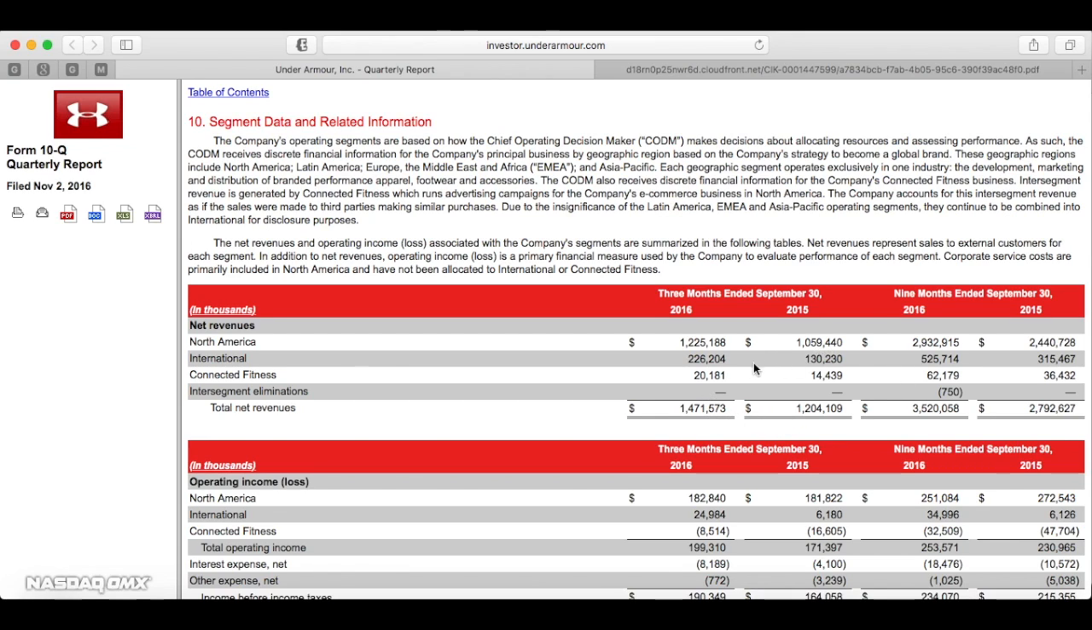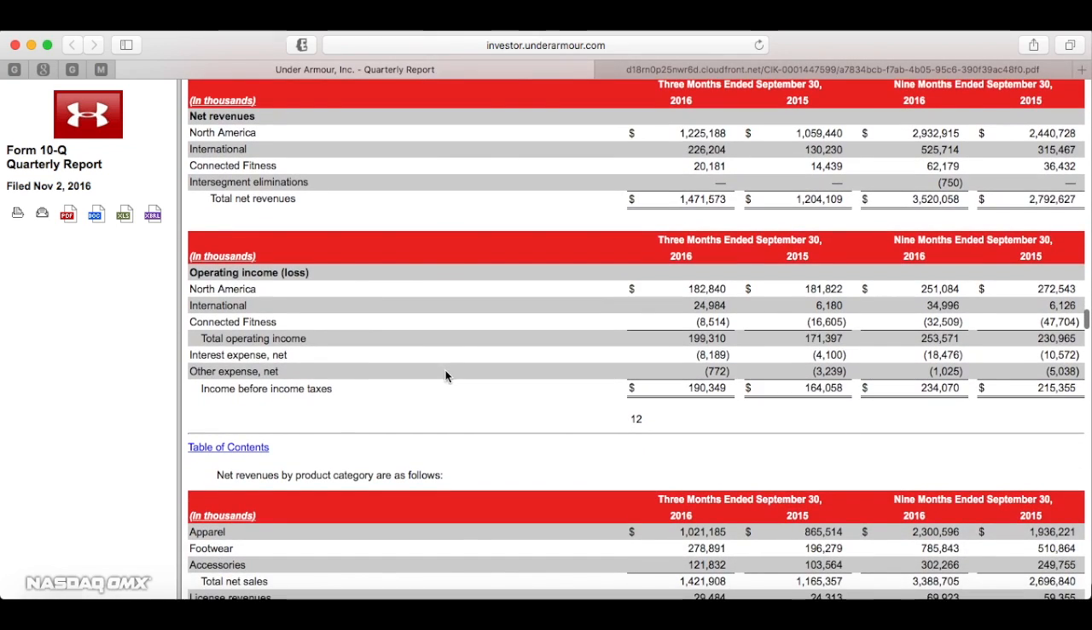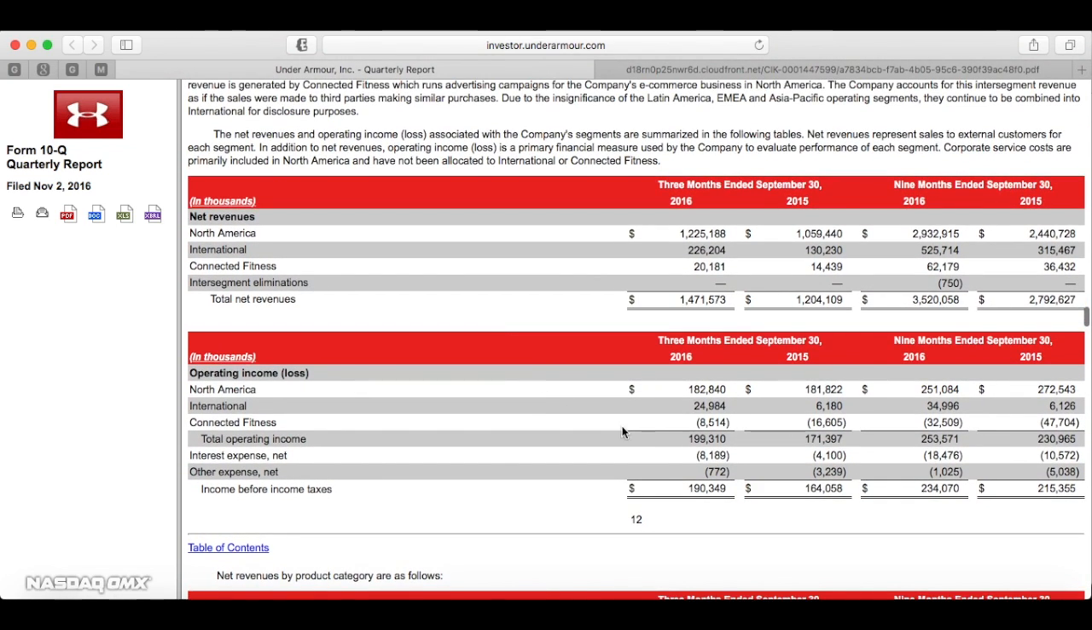And so that's definitely a number that's growing. Look, over the last 3 months, just year over year, these numbers are really growing nicely for the international sales for Under Armour. And their connected fitness line, you notice that it is a very small part of the company here. Now, these are net revenues. Operating income or loss here, even more important. So we notice again up here, North America for Under Armour was increasing just a little bit, quarter over quarter and year over year here.